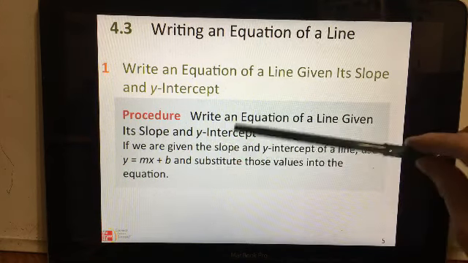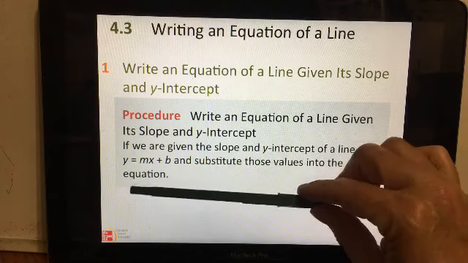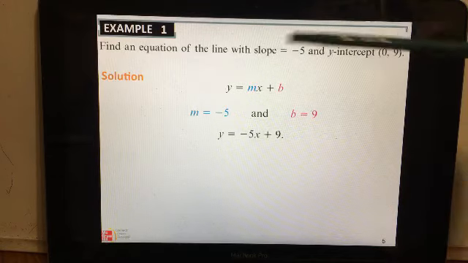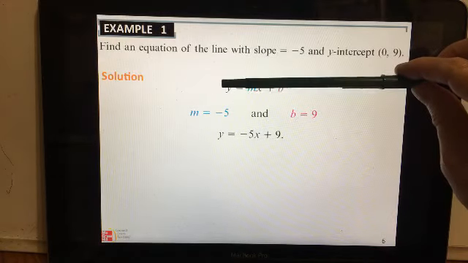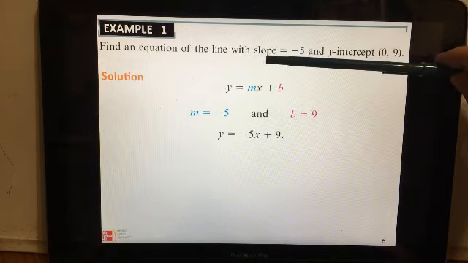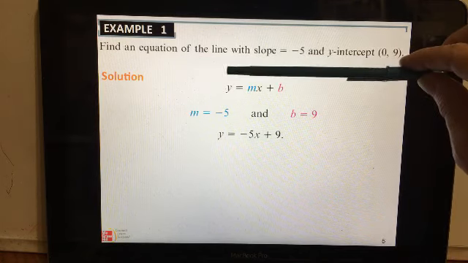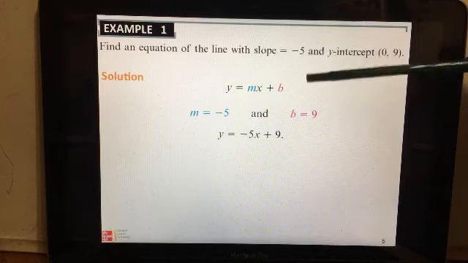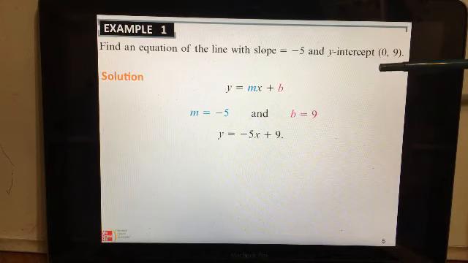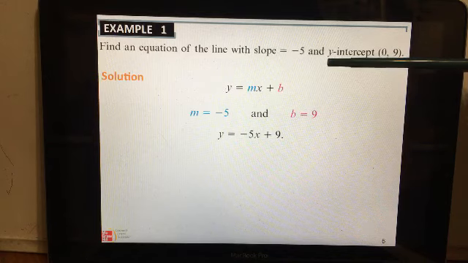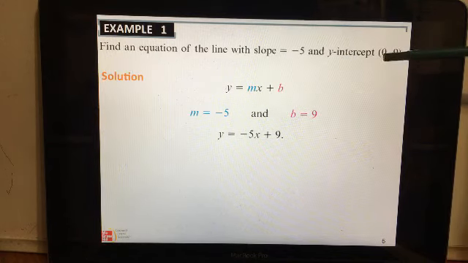And then we're just going to take the values that they give us and substitute into the equation as this example, number 1, suggests. If we're given a slope of -5, we're going to find the equation of the line that has a slope of -5 and a y-intercept of (0, 9). Now remember, to find the y-intercept, we let x be 0.